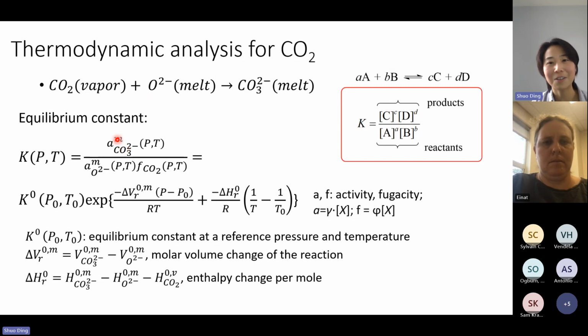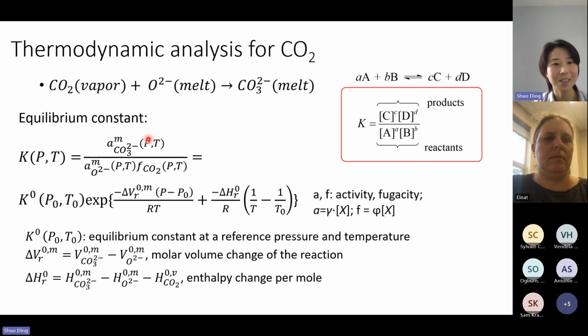So the effective concentration, in thermodynamics we call it either activity or fugacity. If it's a gas phase, we call it fugacity. So here we can say it's the activity of carbonates in the magma at a certain pressure and temperature. And the equilibrium constant is related to the pressure and temperature. So it's the activity of carbonates in the melt divided by the activity of the oxygen ion in the melt times the CO2 fugacity in the vapor.